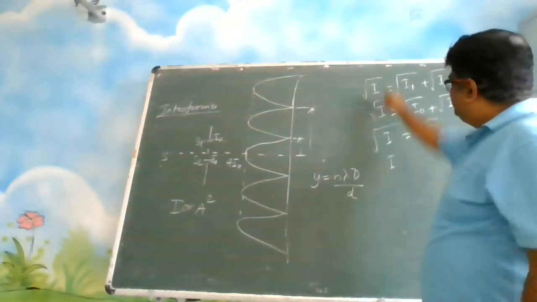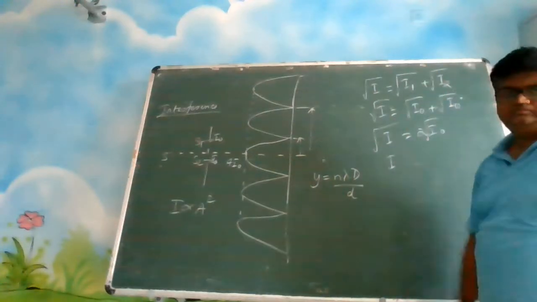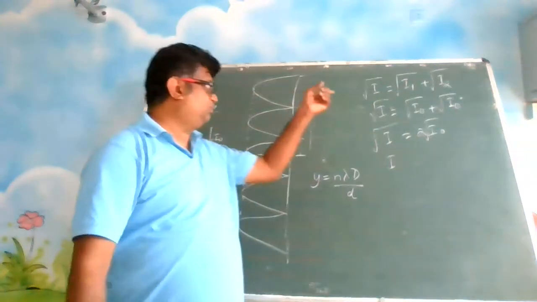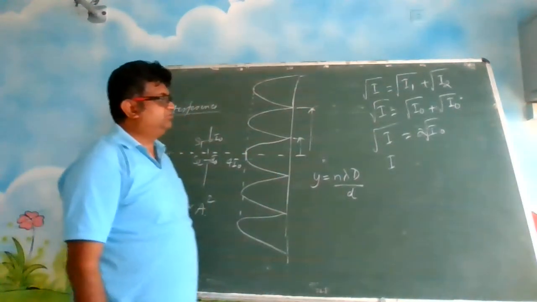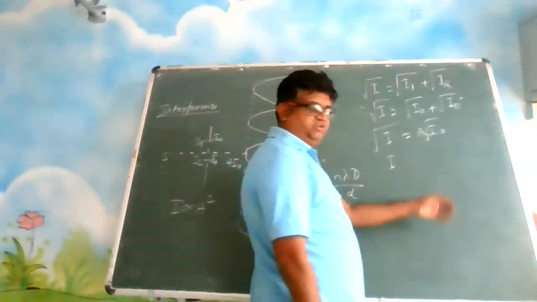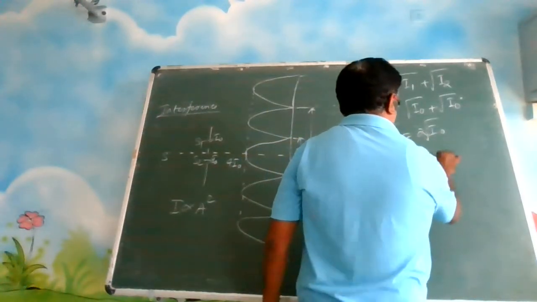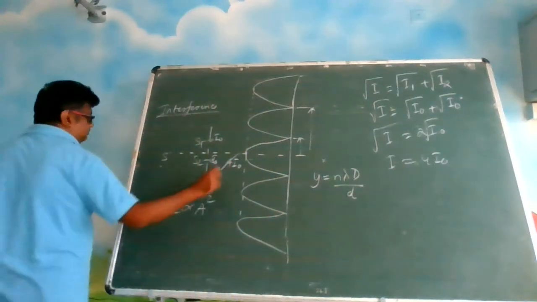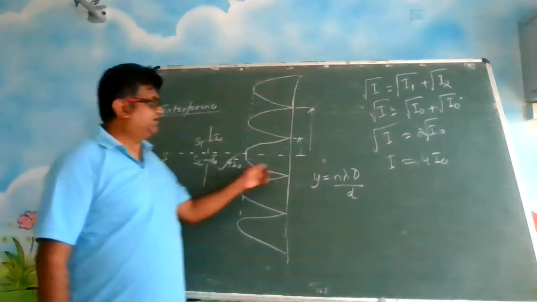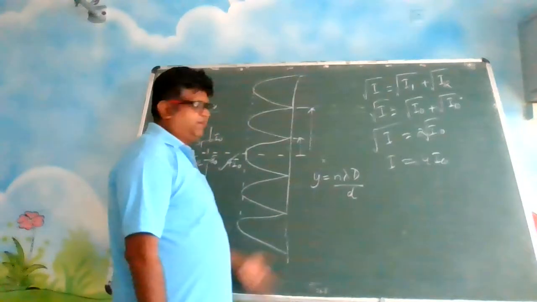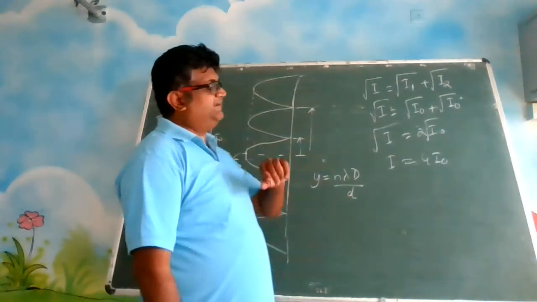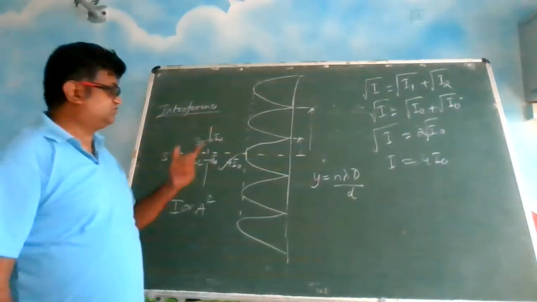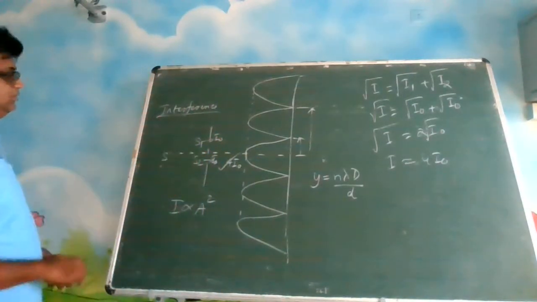So what is I? It is the combination of these two, like you combine amplitudes using the superposition concept. So we want the value of I, squaring both sides. You get 4I0. In books you will find this value. Understand why it has come. In the case of destructive, it is root over I1 minus root over I2. So, note down all this.